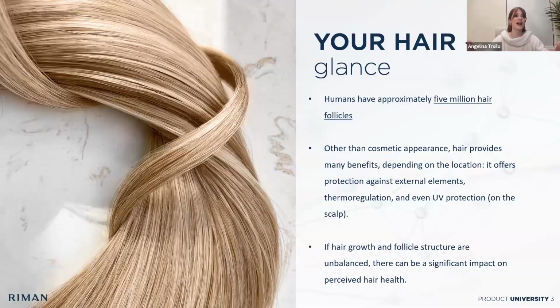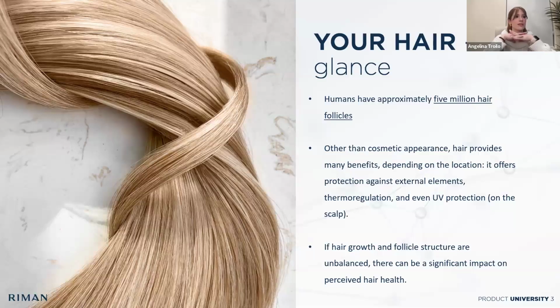All right, so your hair at a glance. Humans have approximately 5 million hair follicles. Hair is essentially a flexible, thin keratin thread with great strength and elasticity. Keratin, if you'll remember, actually makes up our skin cells as well. So it's basically protein. Your hair is protein. Although we look towards hair for cosmetic and aesthetic appearance and to express your personality, it does have additional benefits for your body, especially depending on its location.